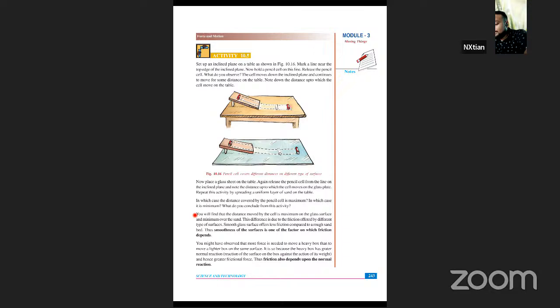So you can see that there is a glass surface here and there is a table. If you release a can from the same height, you will see the can went here, and on the glass, it went here. So on glass, it has covered a greater distance. From this we got that glass is a smooth surface, that's why it's going farther forward. Yes or no? So smoothness is one of the factors on which friction depends.